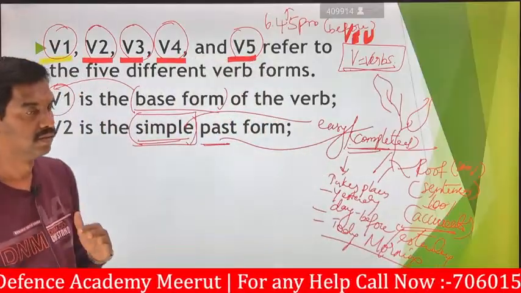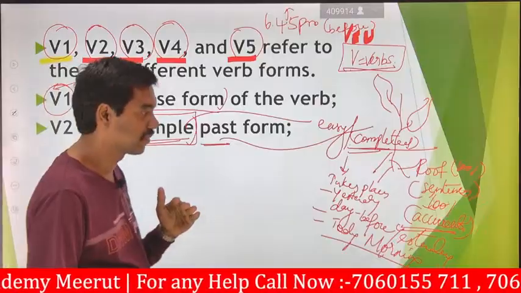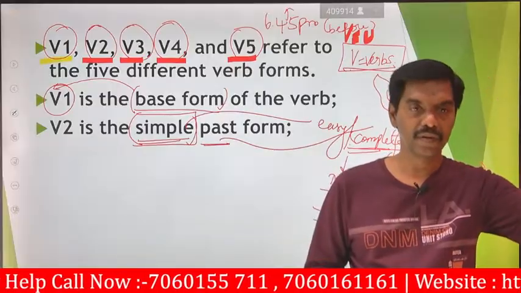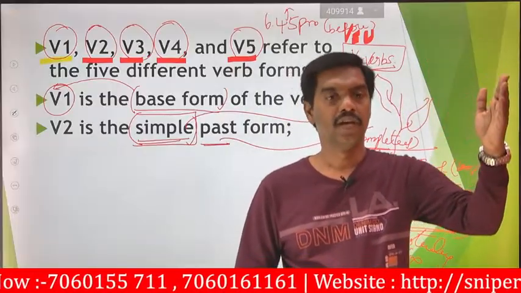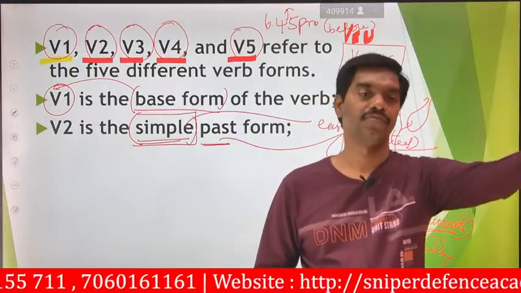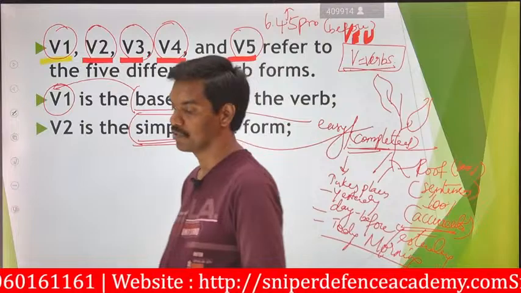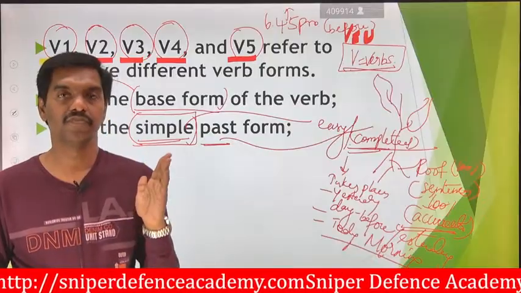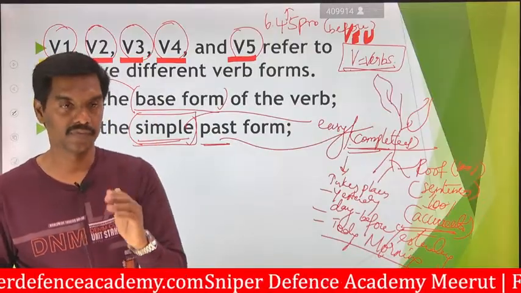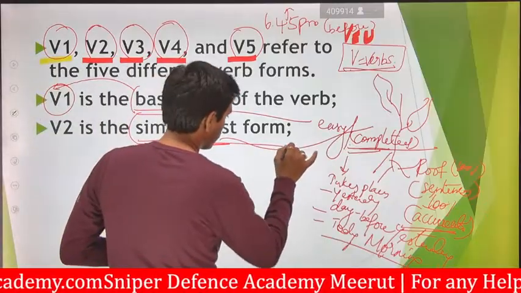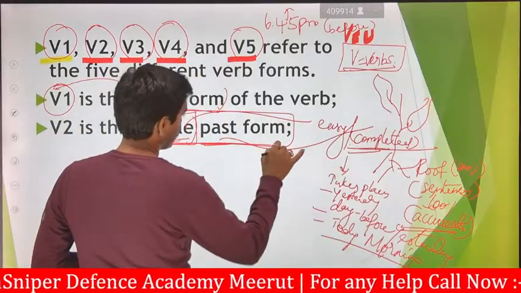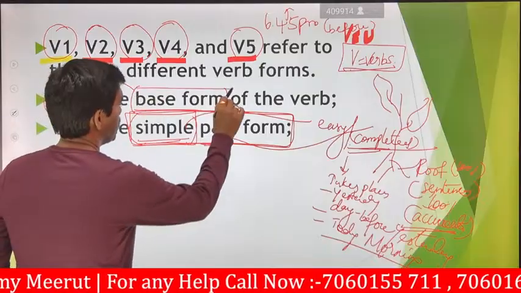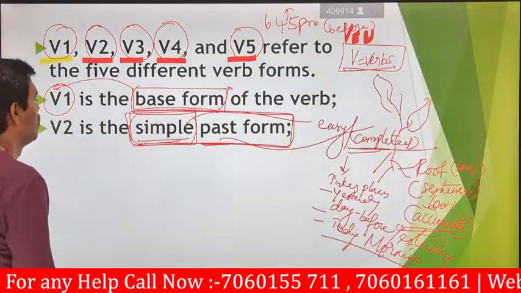So the sentences which you are going to frame should be simple, and the type of form will be the past form. That is why V2 will always be represented as the simple past form. Simple past form is V2, and V1 is the base form.